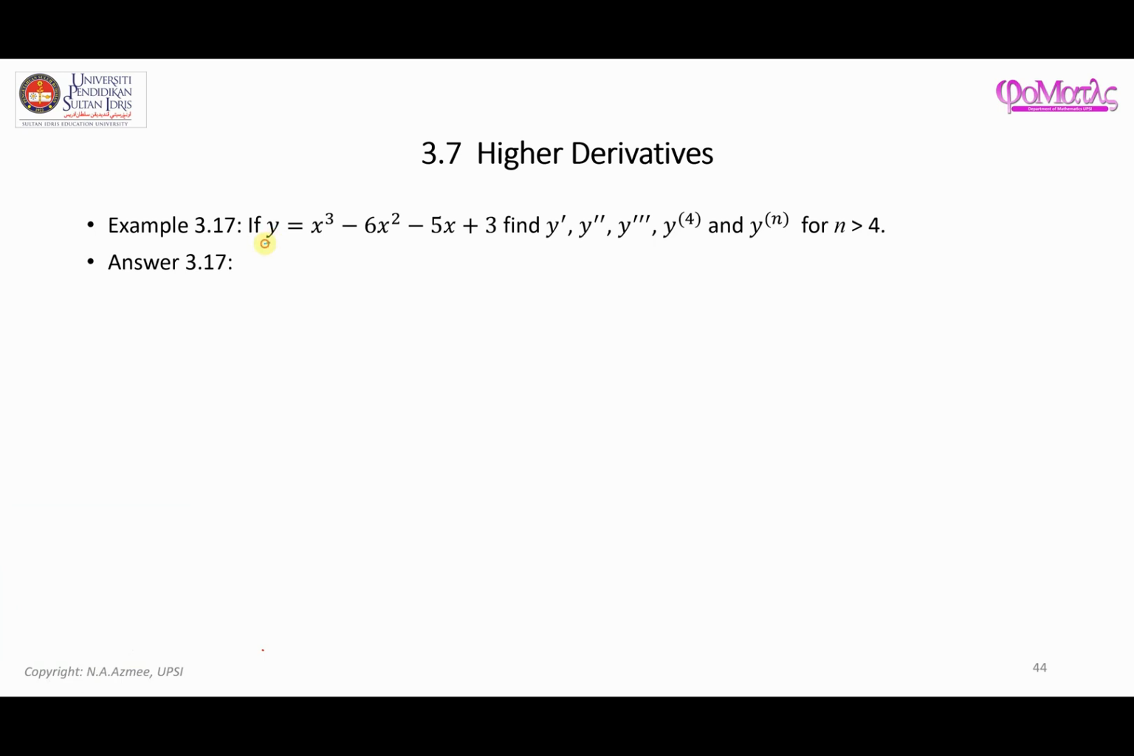In this video, I'm going to give you more examples related to higher derivatives. Here we have this function. You are asked to find the first, second, third, fourth, and nth derivative for n greater than 4.